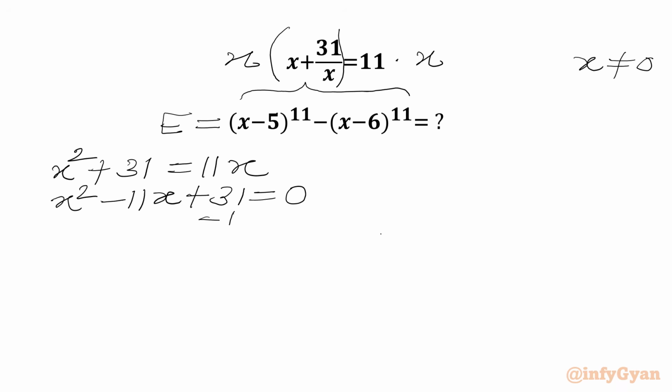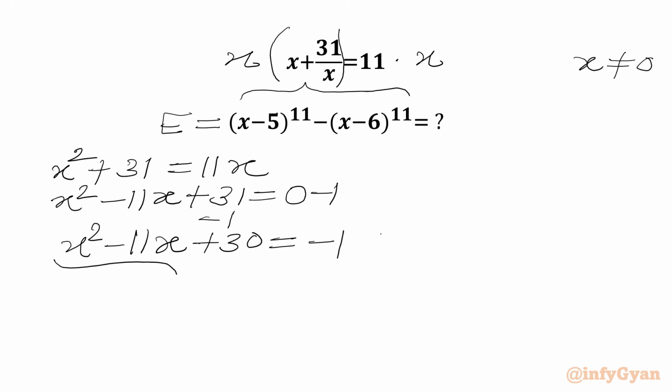Now let's subtract 1 from both the sides. So we can write x square minus 11x, 31 minus 1 is 30. In RHS, we'll write minus 1. Now we have one quadratic expression which we can easily factorize: (x minus 5) times (x minus 6) equal to negative 1.